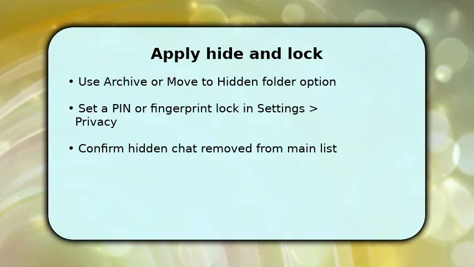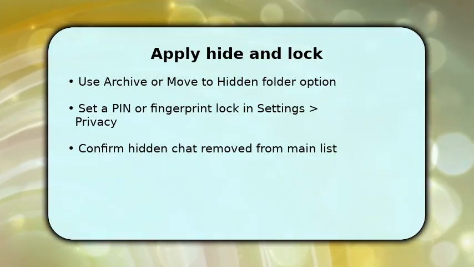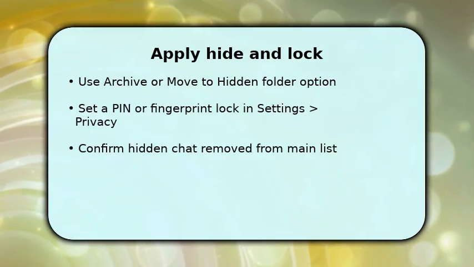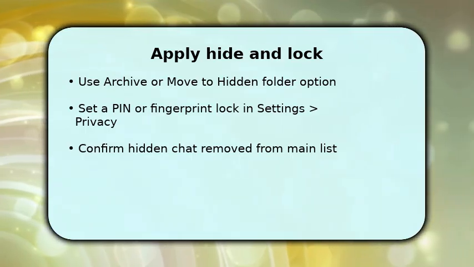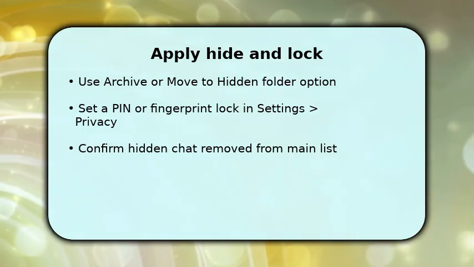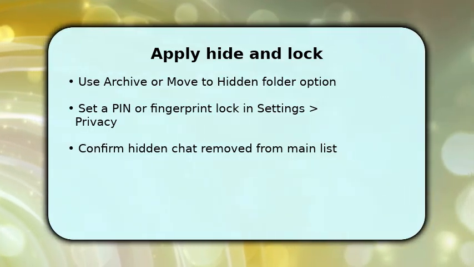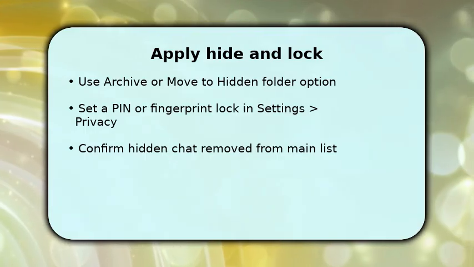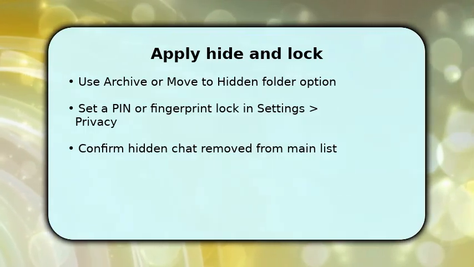After moving the conversation to the hidden folder, go directly to Settings then Privacy to enable a PIN or fingerprint lock. This prevents casual access. Make sure to configure a recovery method like a secondary PIN or linked account, because losing the PIN could block you out.